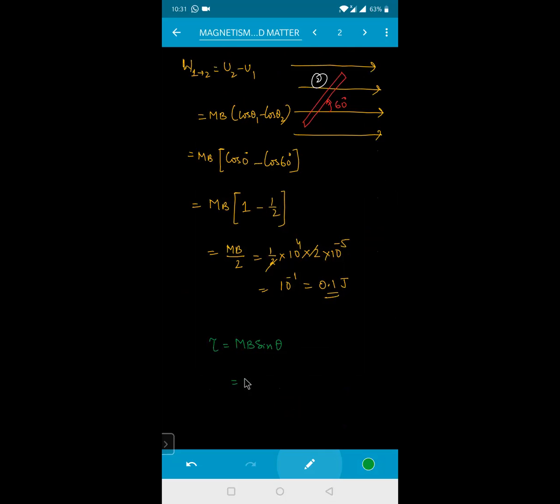So that is equal to 10 to the power of 4. Magnetic field is given as 2 into 10 to the power of minus 5. Right, sir? Yeah, 10 to the power of minus 5. And theta is nothing but what angle it has been rotated? 0 to 60 degrees.